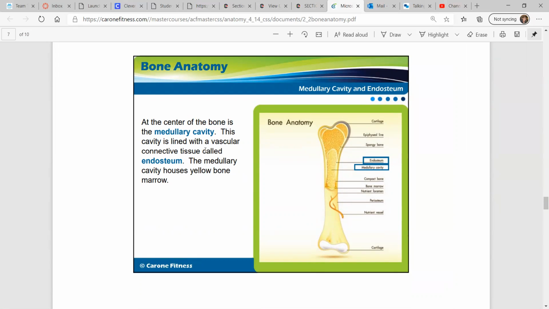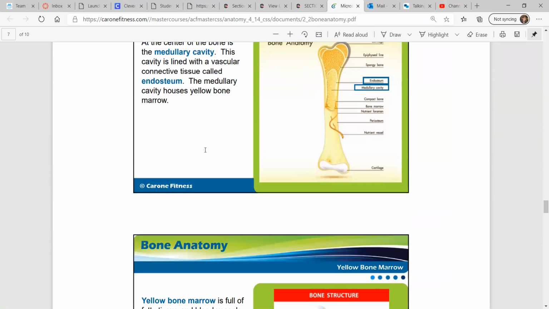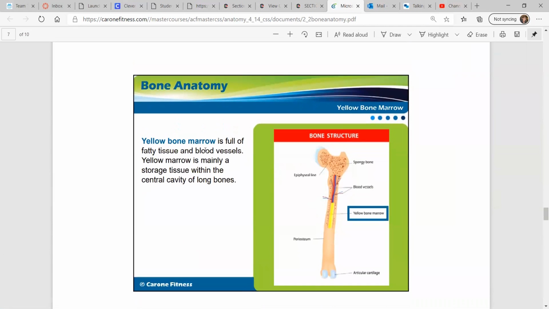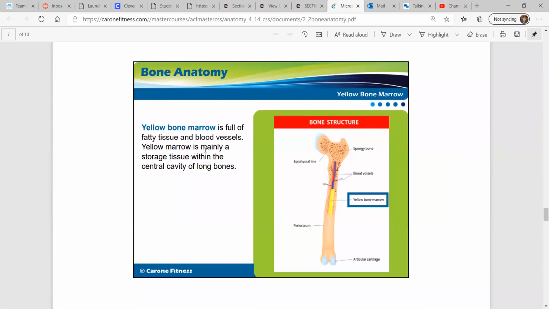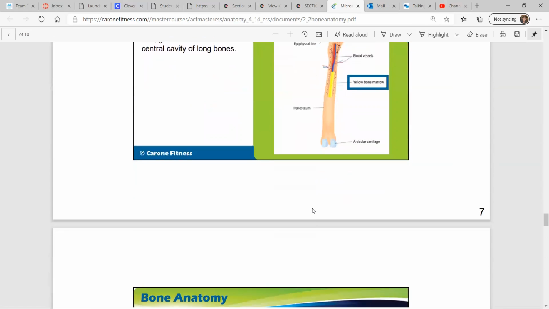The medullary cavity houses yellow bone marrow. And that yellow bone marrow is full of fatty tissue and blood cells. It's mainly a storage tissue within the central cavity of long bones. So you see that? Right there.